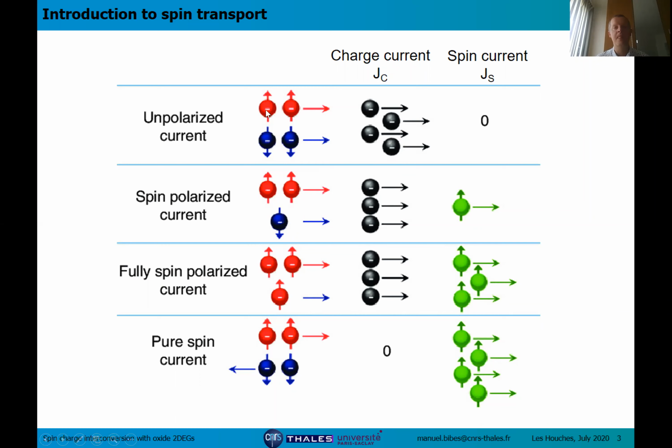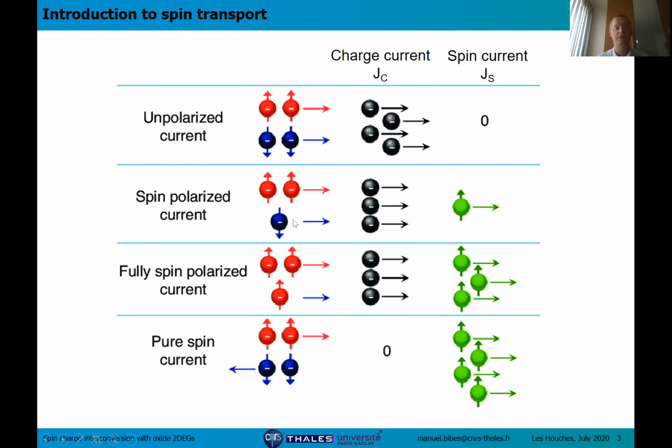You have two electrons with spin up moving to the right and two electrons with spin down moving to the right as well. So you have in total four electrons moving to the right. You have a charge current corresponding to these four electrons, and you have zero spin current because you have the same amount of spin up and spin down moving in the same direction. So this is an unpolarized current, no spin polarization.